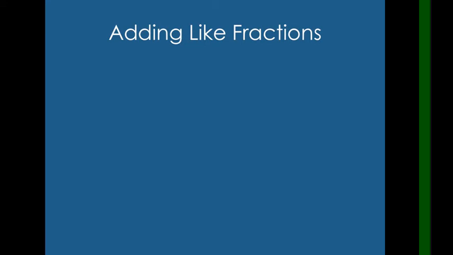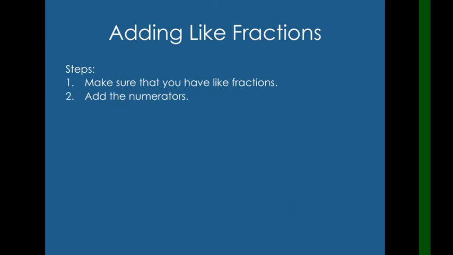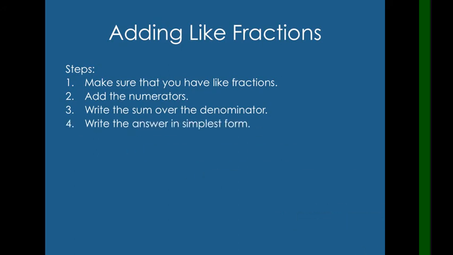Adding like fractions. So paano ba mag-add ng like fractions? First, make sure that you have like fractions. Second, add the numerators. Third, write the sum over the denominator. And fourth, write the answer in simplest form. Example, we have 1 over 6 and 4 over 6.